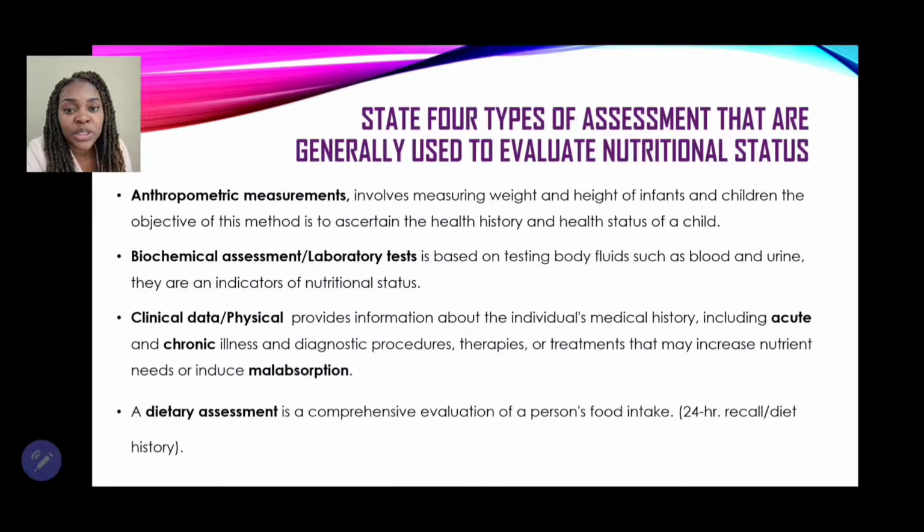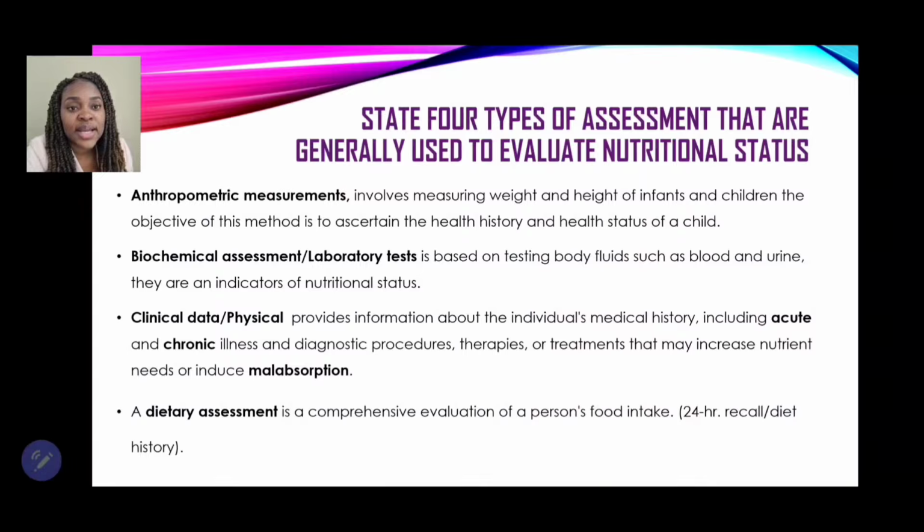So malabsorption refers to when we consume the nutrients, but our body is not able to absorb those nutrients. And the final assessment is dietary assessment, and it is a comprehensive evaluation of a person's food intake, right? Examples of dietary assessment may be your 24-hour recall, so what you eat within a day, or your diet history, which may span over a month to several months, right?